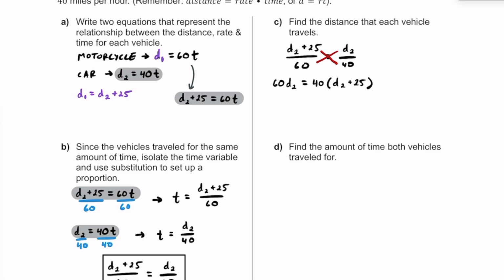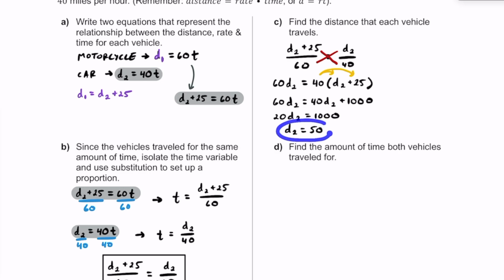If we just use the distributive property here on the right side of the equation, we're going to find out that 60 multiplied by distance 2 is going to be equal to 40 times d2, plus 1,000. If you take away 40 d2 from both sides, we're going to get 20 d2 is going to be equal to 1,000. And if we divide both sides by 20, we're going to find out that d2 is going to be 50.